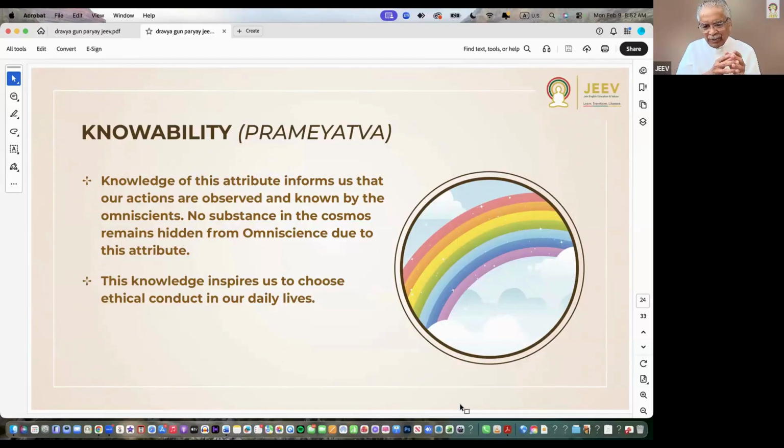So, soul substance is an abode of knowledge. Soul substance has a knowledge attribute and knowing capacity modification. So knowing is occurring in the soul substance as well as knowability is occurring in the soul substance, both together.